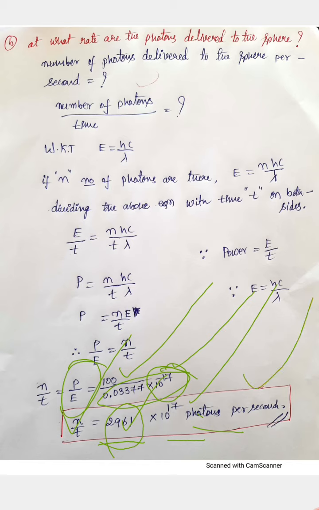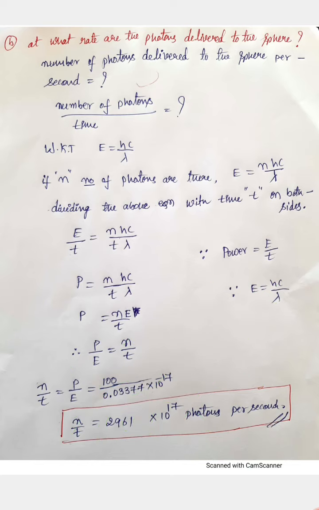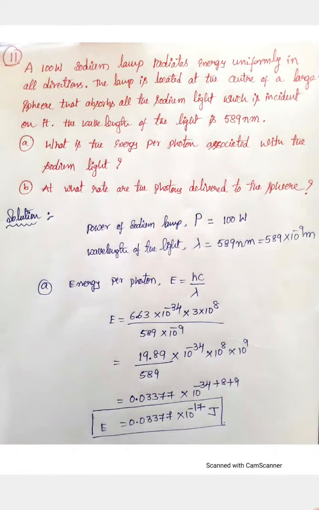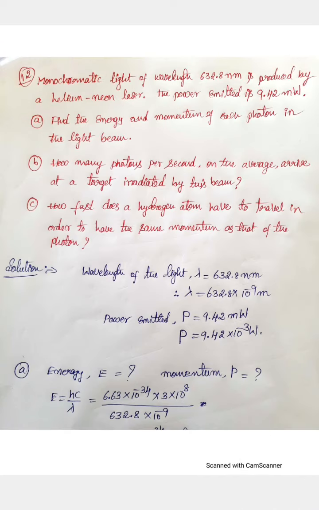How many photons will be delivered to the sphere per second? Nearly 2961 into 10 to the power 17 photons per second. This is about this numerical. Here we have solved the energy per photon along with at what rate the photons are delivered to the sphere. Now we will move to the next numerical, that is numerical number 12.